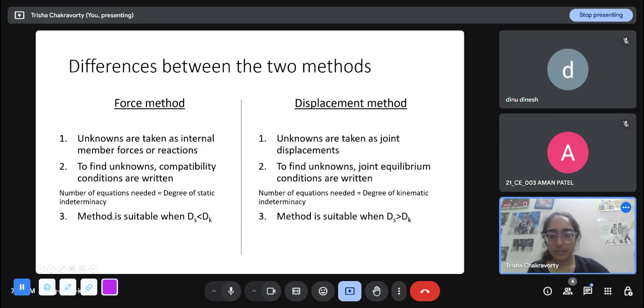This method is suitable, of course, when the degree of static indeterminacy is lesser than the degree of kinematic indeterminacy. So if ds is less than dk, then we'll have a lesser number of equations in the force method, since the number of equations will be equal to the degree of indeterminacy. And here this method is suitable when ds is greater than dk. So if kinematic indeterminacy is lesser, I will prefer the displacement method.